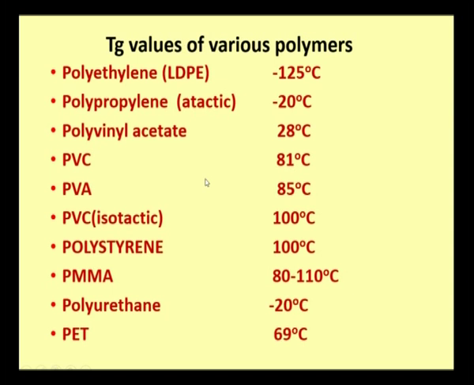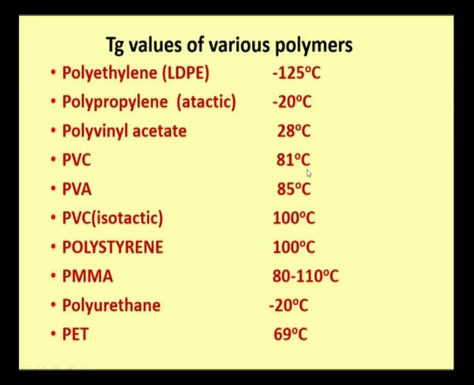This particular chart gives an idea about the various possible Tg values of polymers. Take the case of polyethylene. Polyethylene, again you have LDPE, LLDPE, HDPE and so on. For a low density polyethylene, the value lies at around minus 125 degrees Celsius, whereas a polypropylene sample with atactic structure may have minus 20 degrees Celsius. Polyvinyl acetate, which is another plastic or polymer, has 28 degrees Celsius, whereas PVC has 81 degrees Celsius. Now you could see the difference here. This has a minus value, whereas these materials have a positive value.